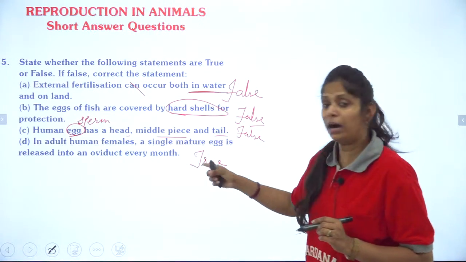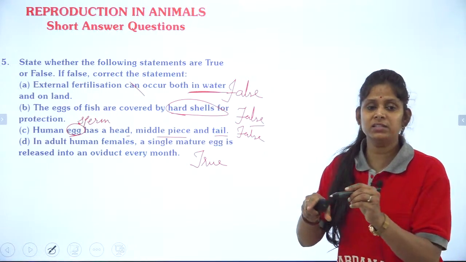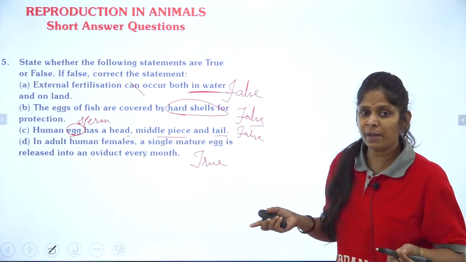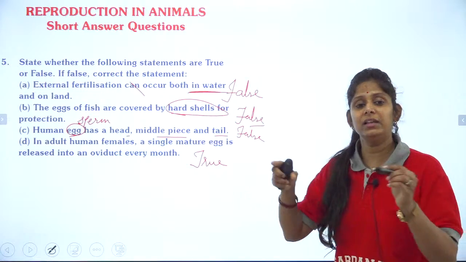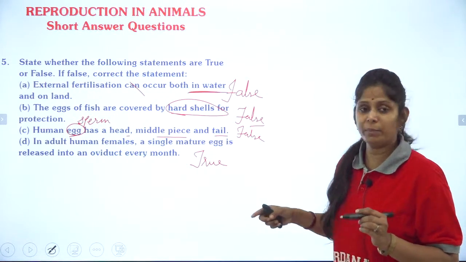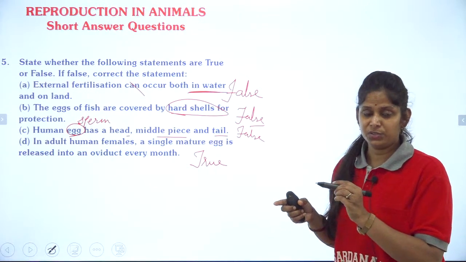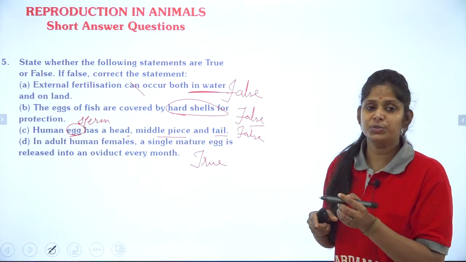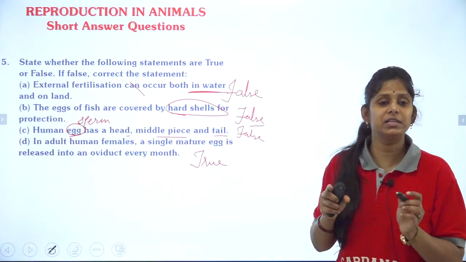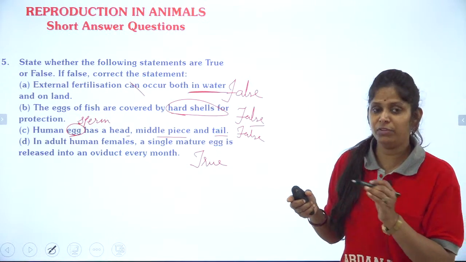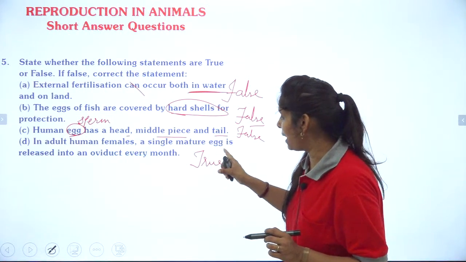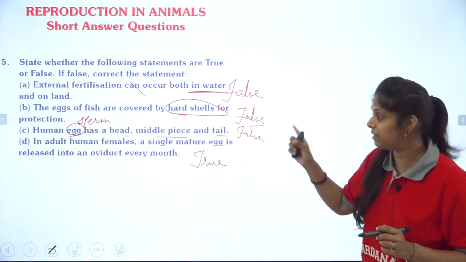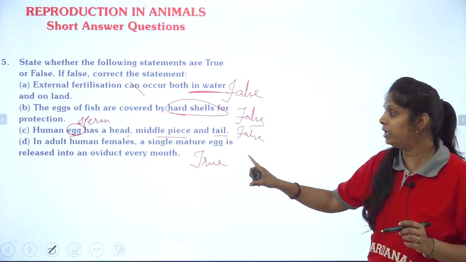And this process takes 28 days, and after 28 days, that is 1 month, this cycle again starts in the female's body, and this is called the menstruation cycle. If the egg is fertilized, it will be embedded in the uterus for further development, and then the menstruation cycle does not take place in the female's body. So this is an absolutely correct statement that in adult human females a single mature egg is released into an oviduct every month. Clear?